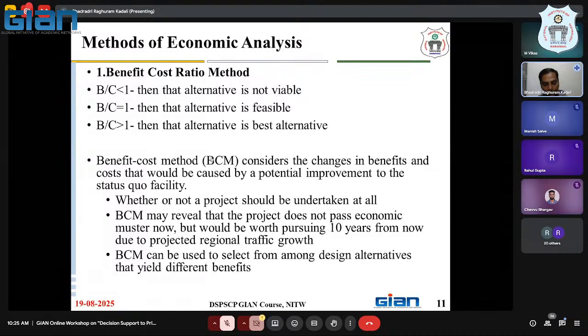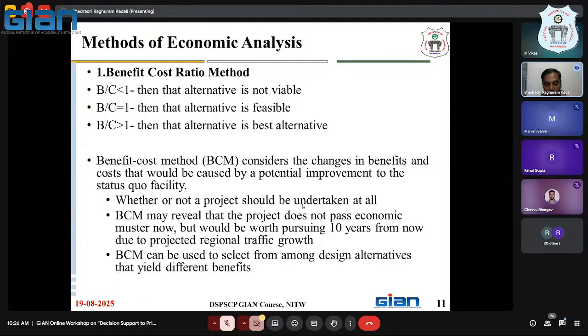Of course, there are points to understand about when this method is easy to apply. This method is very easy to apply, but when can it be applied? The B by C method can consider the changes in the benefits and the cost that would potentially be caused by the implementation or improvement of the project, and whether or not the project should be undertaken at all. If you are not taking all the conditions of the project into account, this method cannot be directly implemented, and we can't expect the benefits we are trying to get.